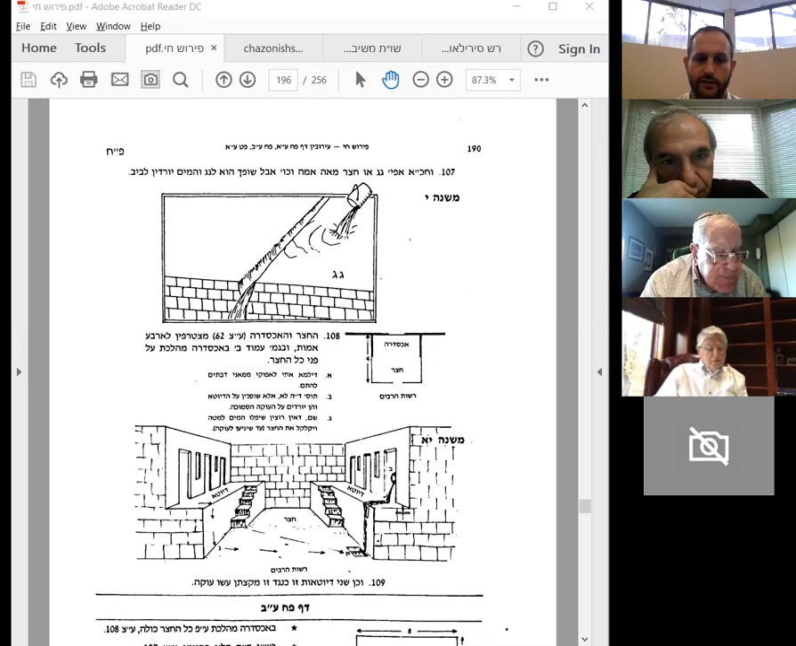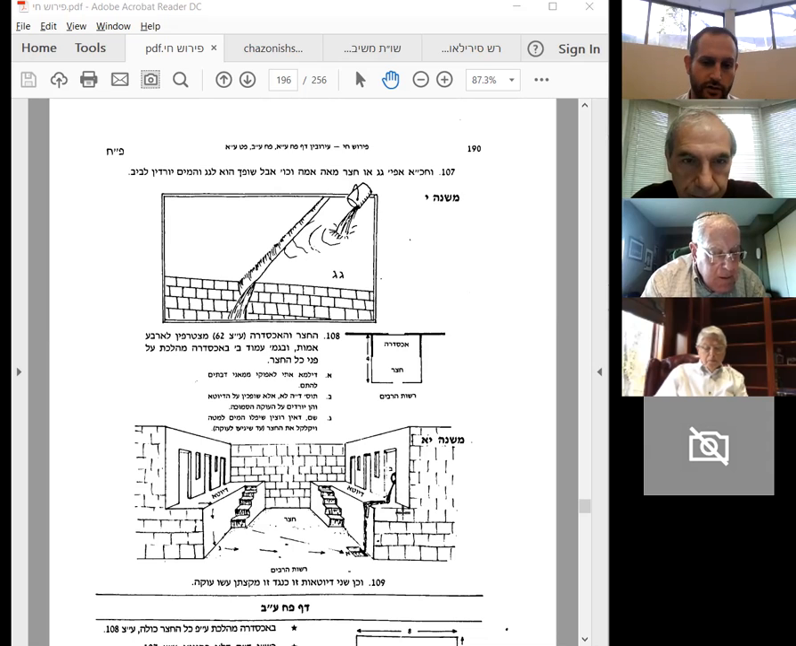So Abaye says the difference is whether it's a long versus a narrow one. If the area is 16 square amot, it's likely to absorb the water, therefore it'll be fine. But on the other hand, a very long and narrow courtyard would not necessarily need the sprinkling to keep the dust down, and therefore that would be the nafka mina.